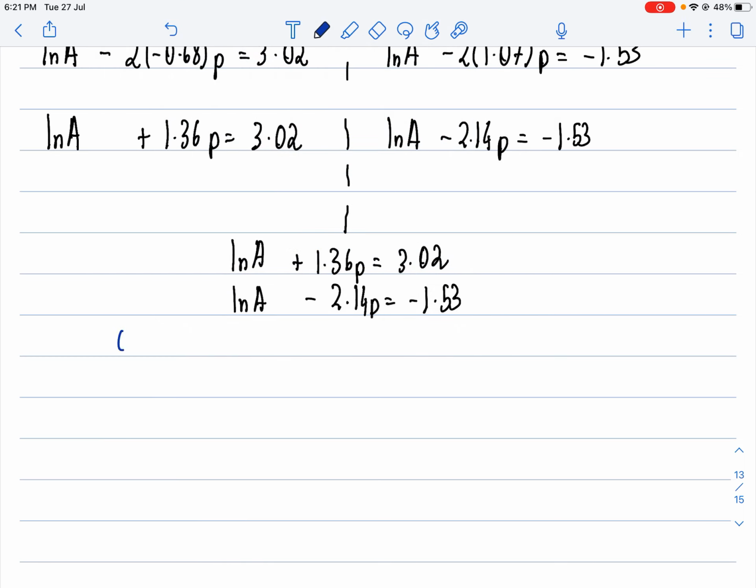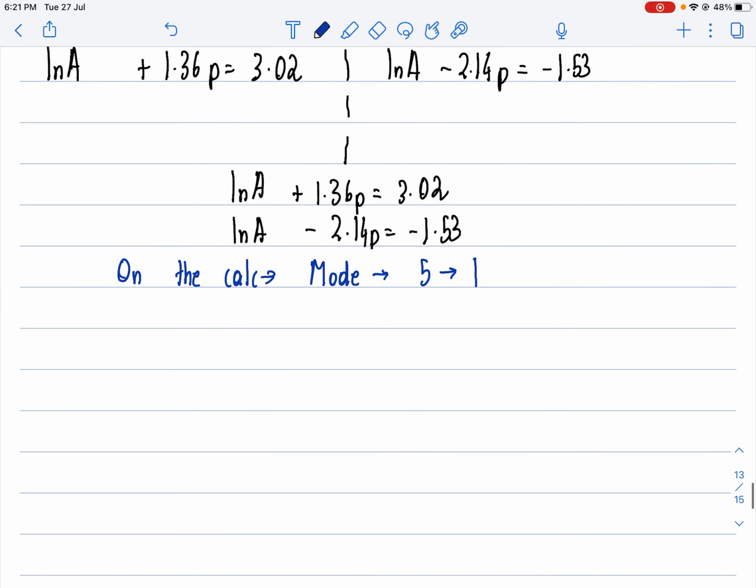So on the calculator what you need to do is go to mode. When you go to mode, go on 5 where equation is written, and then go on 1. When you do that, you basically get 6 coefficient boxes.